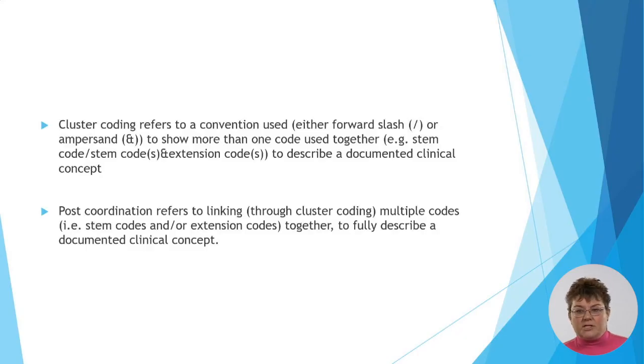Cluster coding refers to the conventional use of a forward slash or ampersand to show more than one code used together. And again, there are going to be medical conditions where one is related to the other. Somebody with diabetes has an ulcer, so the ulcer is the first diagnosis code, due to diabetes type 1. That would be an example of codes that are together that really are specific to the patient. Post-coordination refers to linking through cluster coding. So multiple codes are really going to fully describe what's documented in the medical record and what's going on.